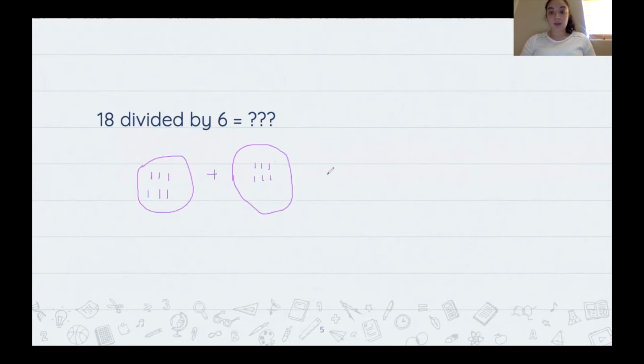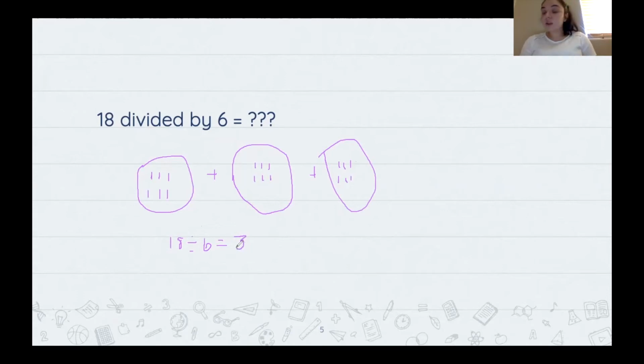So let's keep going. We need another 6 for it to be equal groups. So let's double check. 12 plus 6 is 18. So we have another group that we can add. So when we do 18, because that's our total number of people, and we divide it by 6 people at each table, we are going to need, and you can see in the picture, 3 tables for everyone to sit down.